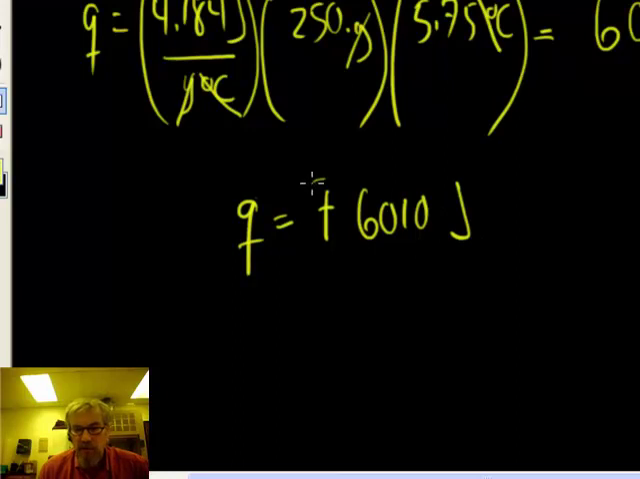And the reason that we use positive here is because the system actually gained energy. It takes energy to melt ice. The temperature of the water bath went down, and so we know that we have an increase in energy inside the system. Because the water bath lost energy, the system must have gained energy.